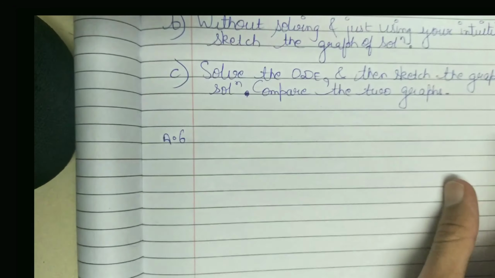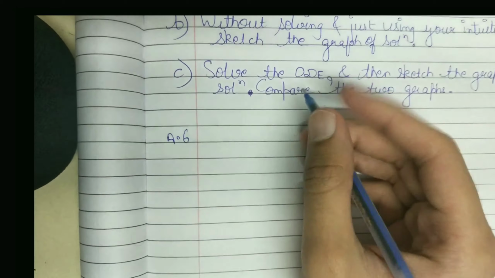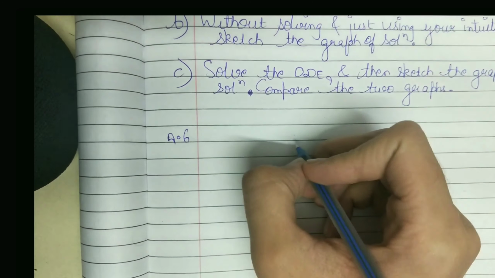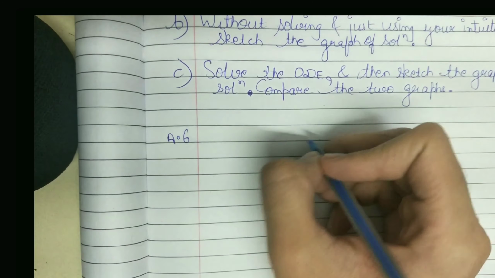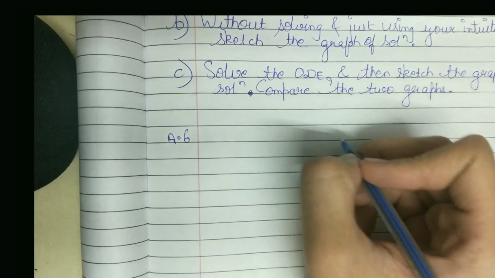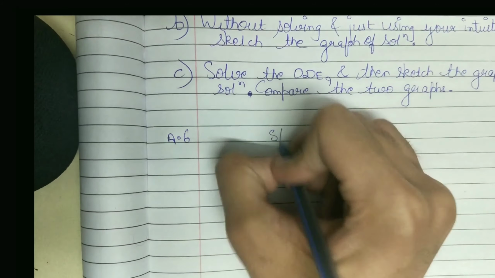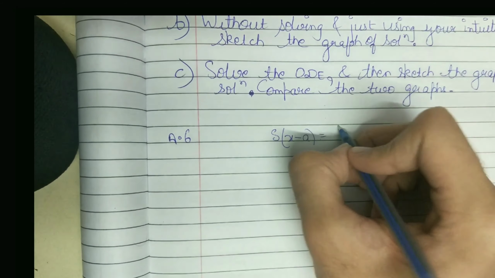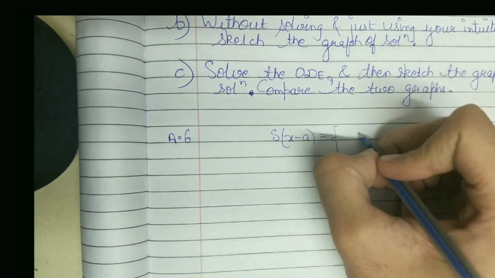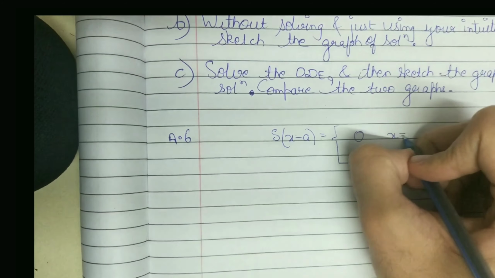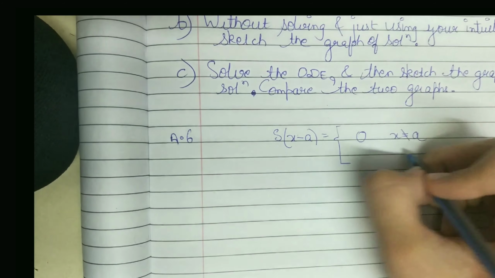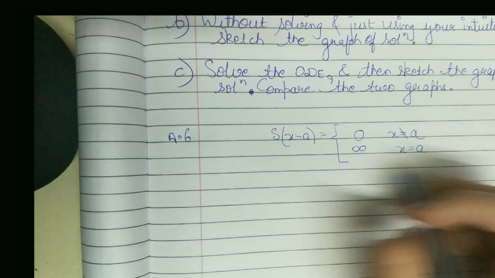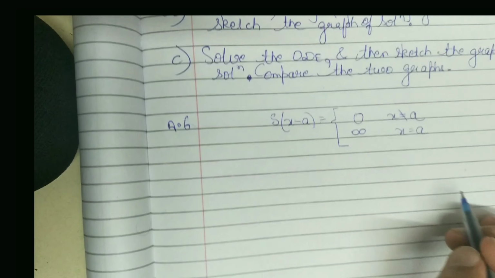So before answering the question, let's see what the definition of the Dirac function is, and it is much better and more appropriate to call the Dirac function a generalized function or a distribution. The Dirac delta, delta(x minus a), has a value 0 everywhere except at the point a, and at the point a it peaks out and has a very high value, that is infinity. So this is the basic definition of the Dirac function.